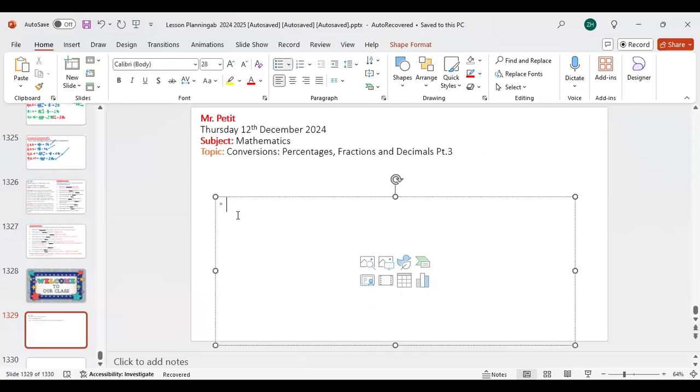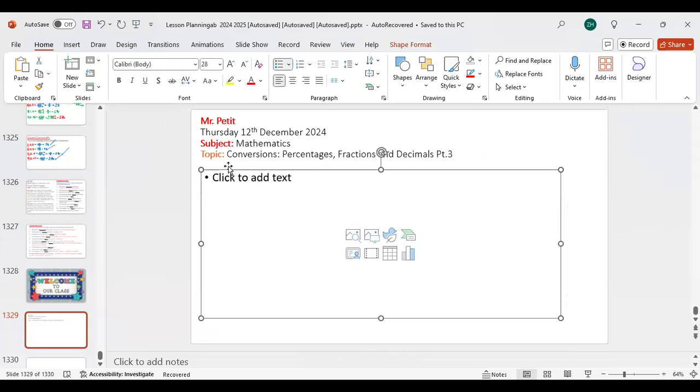All right, so let's begin. What we want to do is express the following mixed fractions as percentages.